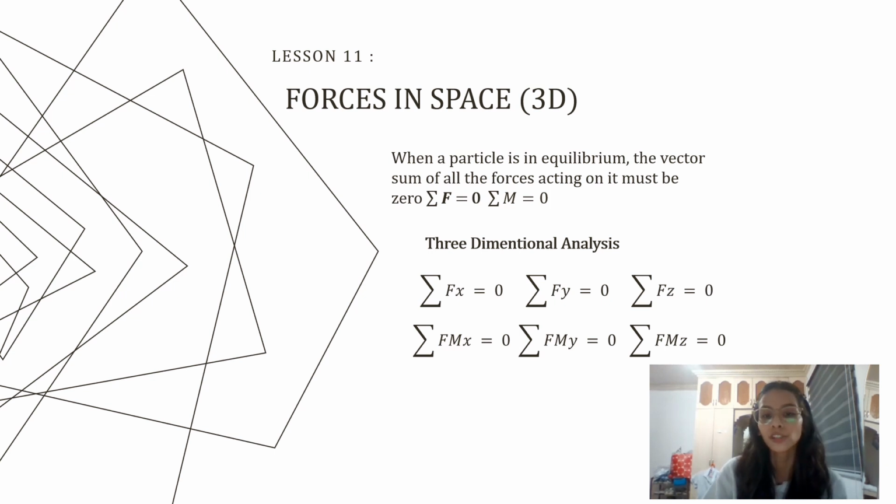The three-dimensional analysis is: summation of Fx is equal to 0, summation of Fy is equal to 0, and summation of Fz is equal to 0. And the summation of moment x is equal to 0, the summation of moment y is equal to 0, and the summation of moment z is equal to 0.